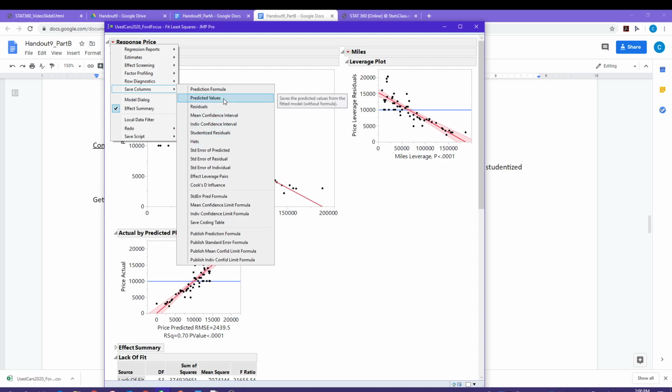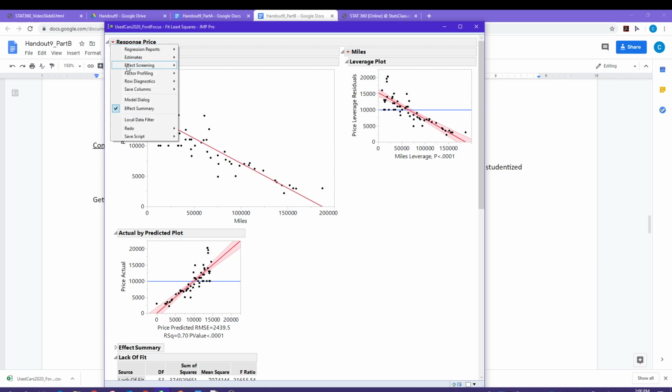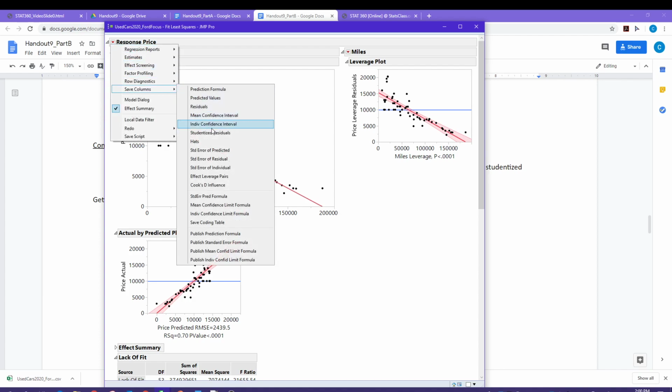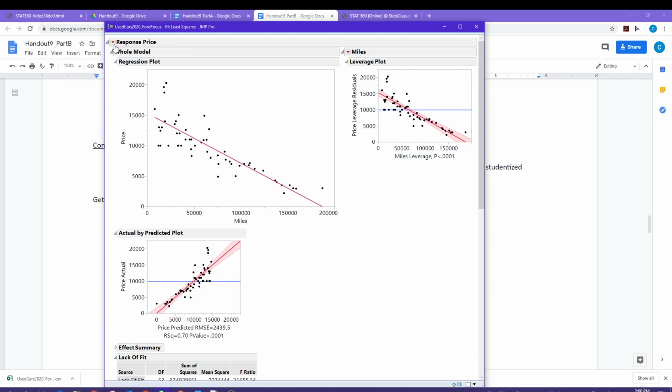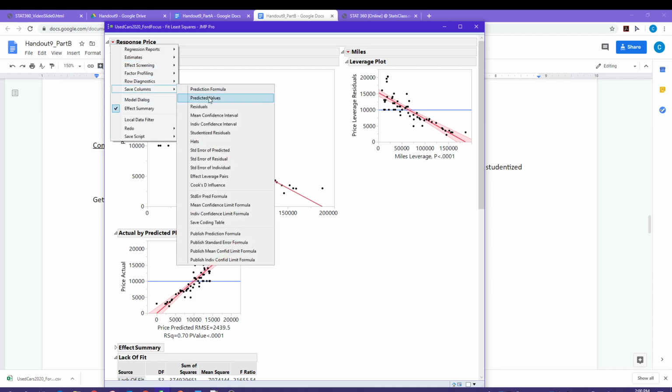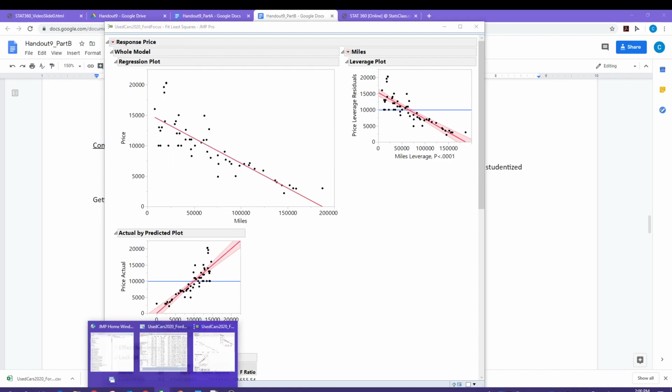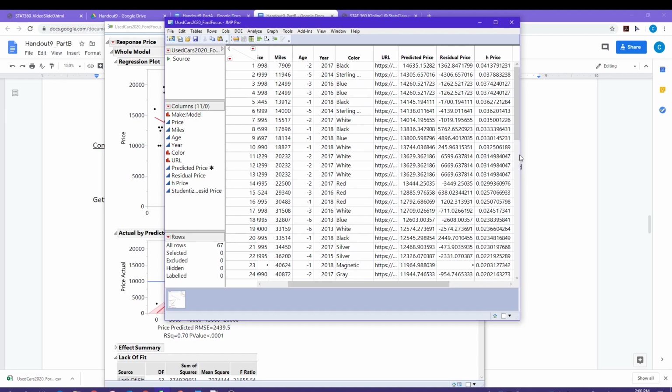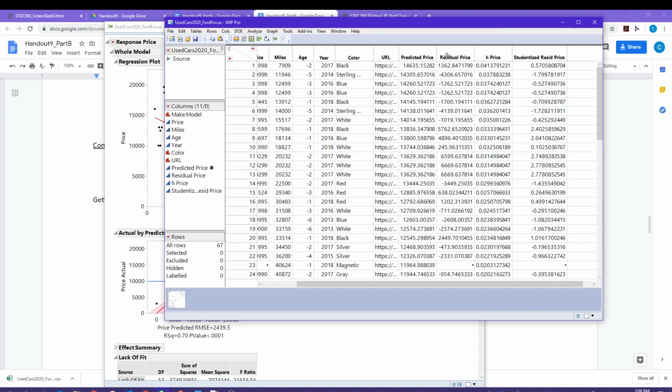I can get the predicted values, the residual values, the hat values, and then the studentized values. All of those things are being saved into my spreadsheet here. If I go back and look in my spreadsheet, all of those extra columns are now included. All of these are just those values that are saved out.